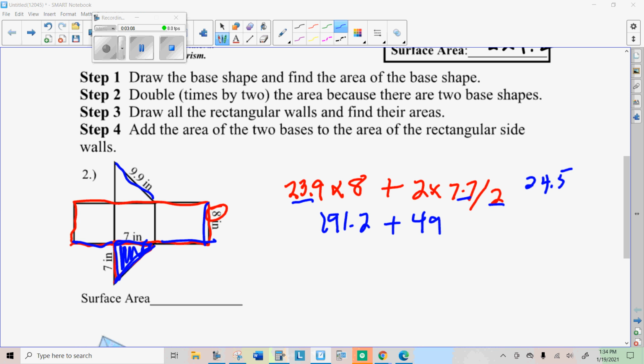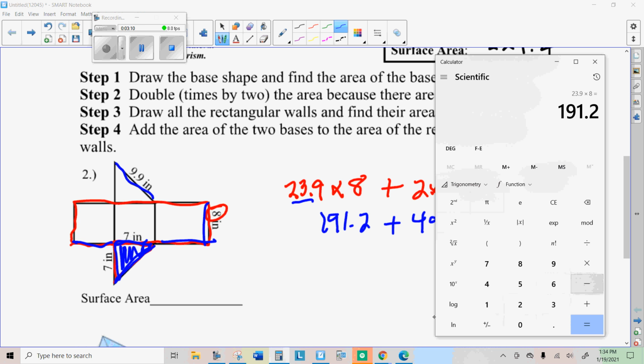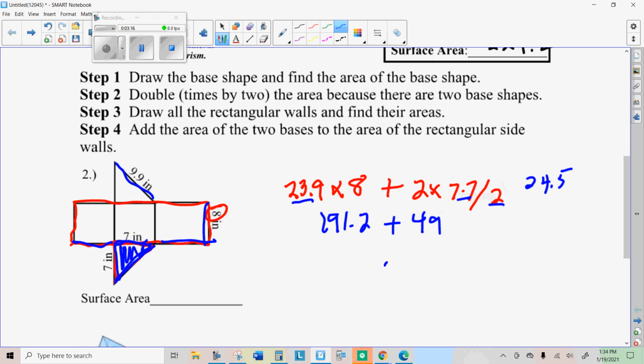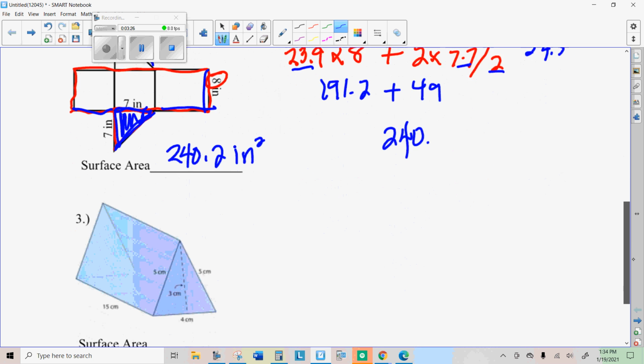Add that to our 191.2, and we get 240.2 for the surface area. Now remember, that's an area, so it's square inches.